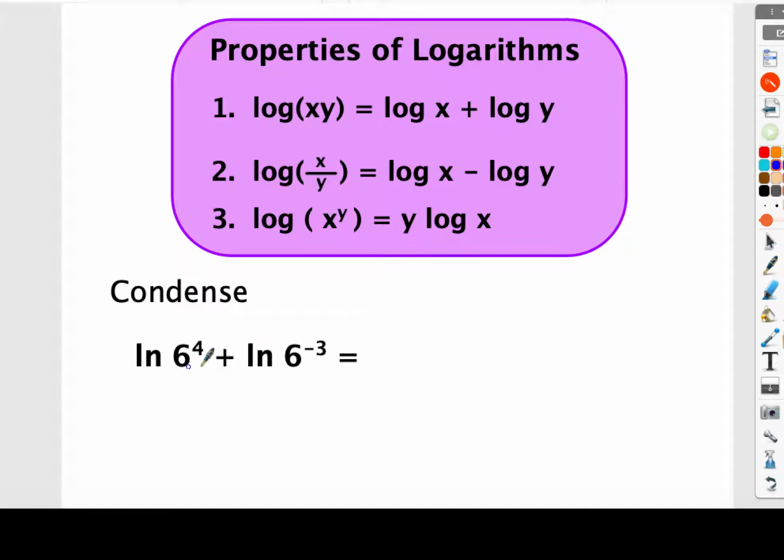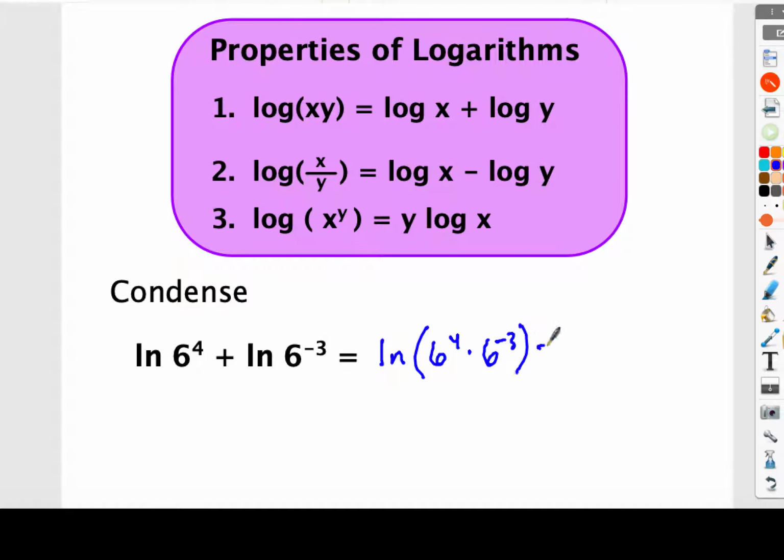So again, to condense the example we have down here at the bottom, I noticed that most of my materials are again inside the logarithms already, but I have two separate logarithms added together. That looks like property number 1 up here. So we're going to rewrite that. Again, notice they're both natural logs, so I'm going to keep that natural log, but I'm going to rewrite that as 6 to the 4th times 6 to the negative 3rd.